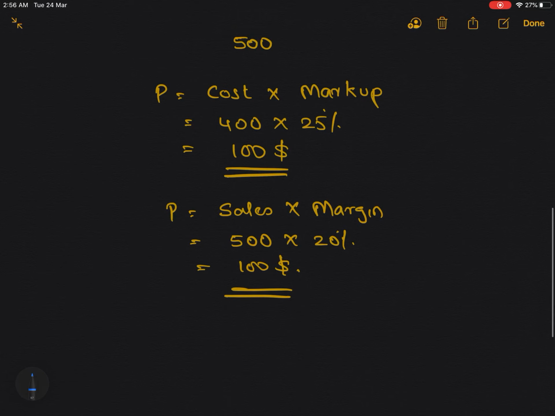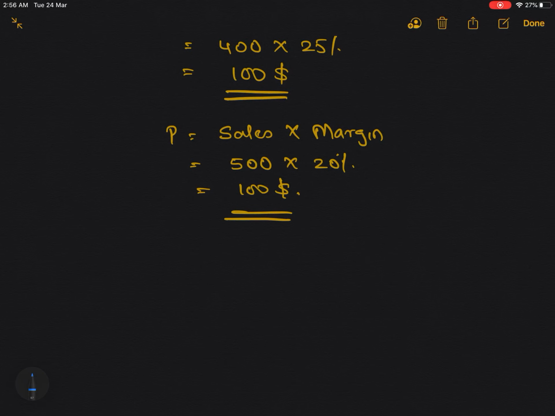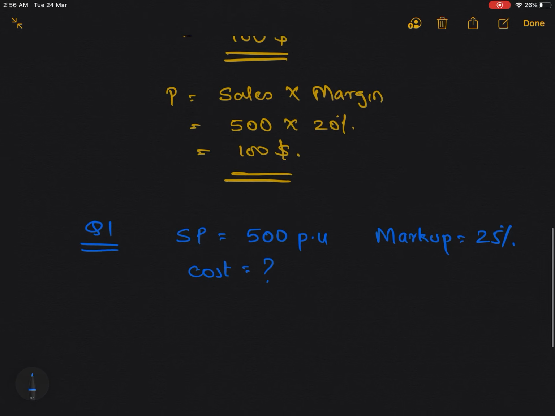But what happens is, in the question, we have been given data like this. Selling price of the product is 500 per unit. Markup is 25%. We learned that markup is profit as a percentage of cost. And what is given to us in the question is selling price and the markup. And they are telling us to find out the cost. So how do we go about it?